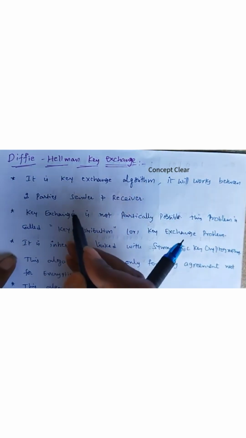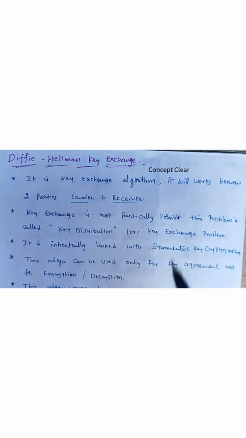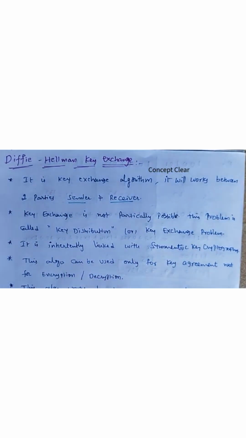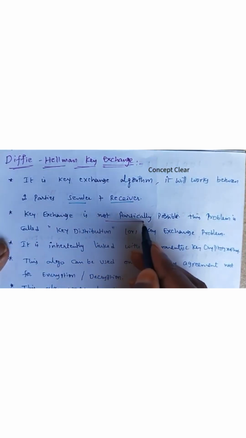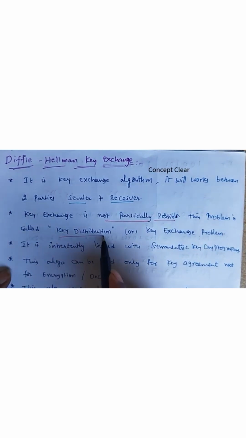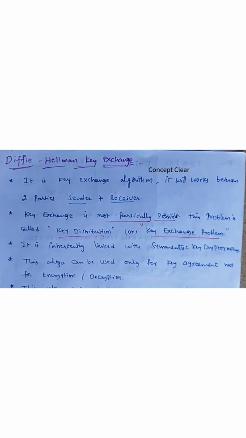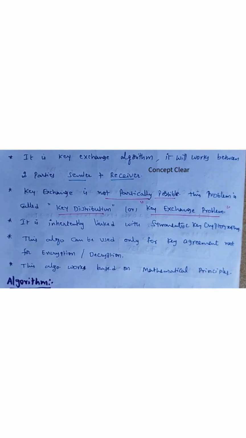It works between two parties, sender and receiver. Whatever key we are using for encryption, the same key must be exchanged from sender to receiver. It is not providing any cryptography. Here, key exchange is not practically possible. This problem is called the key distribution problem or key exchange problem.